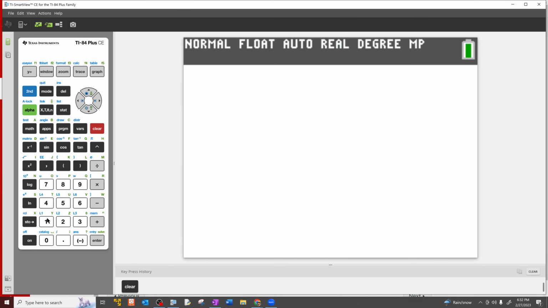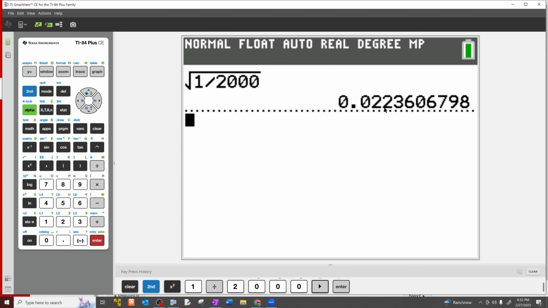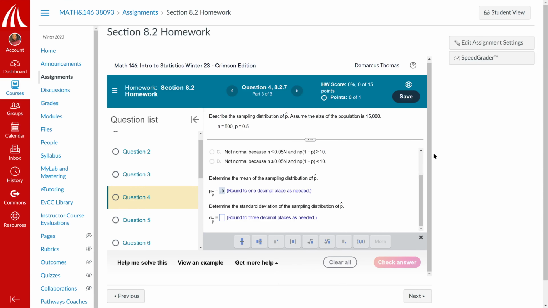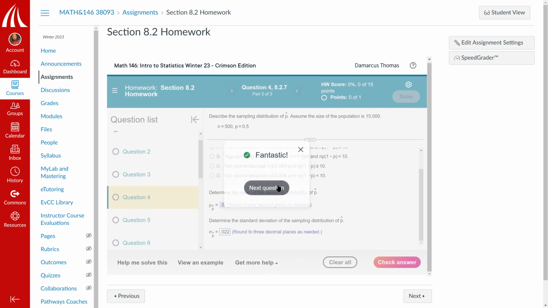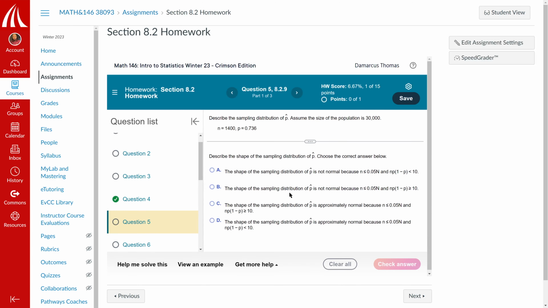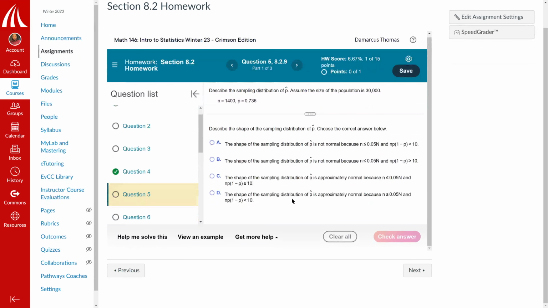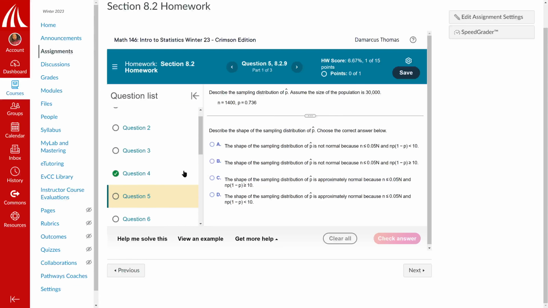Round it to 3 places, that's 0.022. Yes, okay. And that was the end of the question. I thought they were going to ask a question about the probability. It seems like they didn't do it there. All right, let's just try this one.